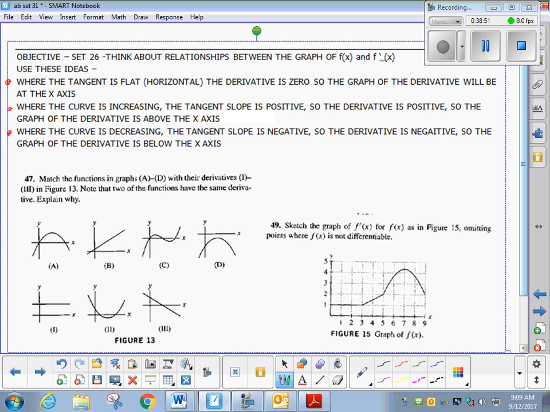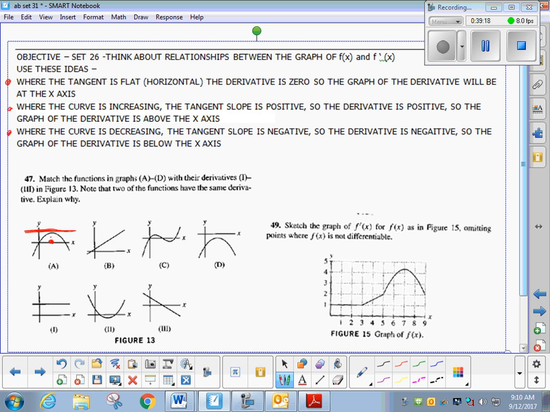So here's the deal. Where the tangent is flat and therefore horizontal, well, that means the derivative slope is 0. So the graph of the derivative will be at the x-axis. Here's what I mean then. Say, look at this graph. The slope is 0 right there. So that means if I were to do the derivative on the same graph, the derivative would be 0 at that point.